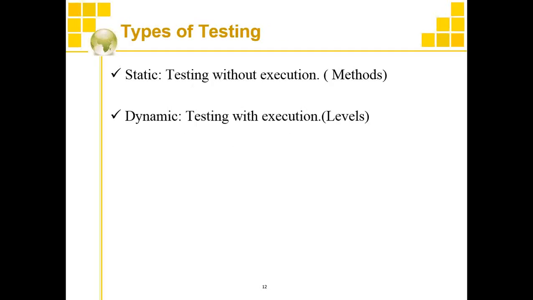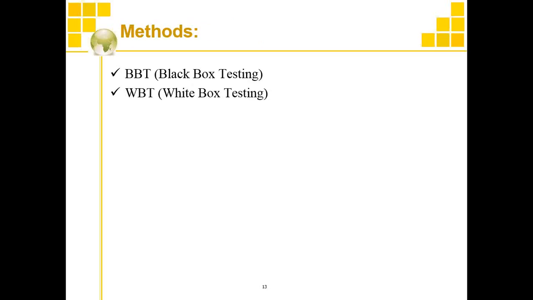Now there are two types of testing: static testing and dynamic testing. Static testing can also be called the methods of testing, and dynamic testing can also be called the levels of testing. Now, basically, the methods of testing: there is black box testing and white box testing.